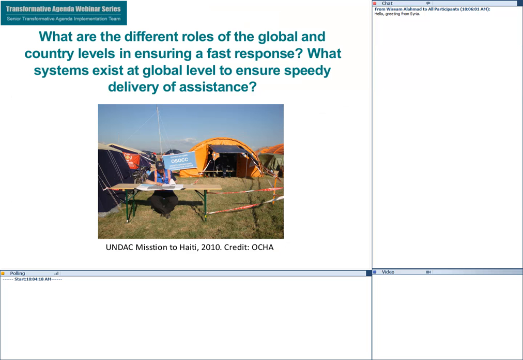John, in your capacity as the Emergency Director, Chair of the Emergency Directors Group, you've just arrived last night from an Emergency Directors trip to Nigeria and Ukraine, where you're looking at the humanitarian response. I know colleagues have been working all last night to ensure the response in Vanuatu with the latest emergency that is taking place. So I'd like to ask you, how do you see the different roles between the global and the country level in terms of being able to ensure a fast response and a fast delivery? John, over to you.